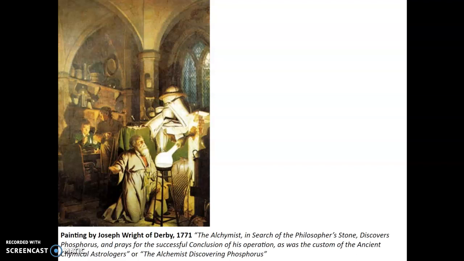And so this originally was painted by Joseph Wright of Derby in 1771, and then he finished it up and touched it up a little in 1785. But he named it The Alchemist, in search of the philosopher's stone, discovers phosphorus, and prays for the successful conclusion of his operation, as was the custom of the ancient chemical astrologers. But now we pretty much all just call it The Alchemist Discovering Phosphorus because that title was hella obnoxious, and also contained crazy capitalization. So I recreated that here, and I don't really know what that's about, but it's all good.